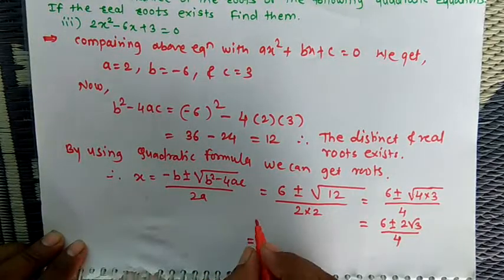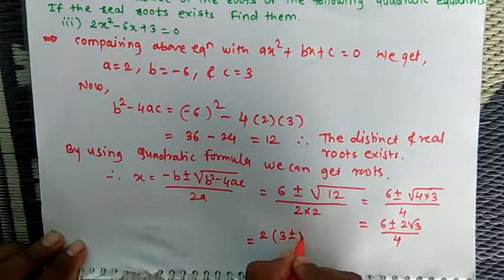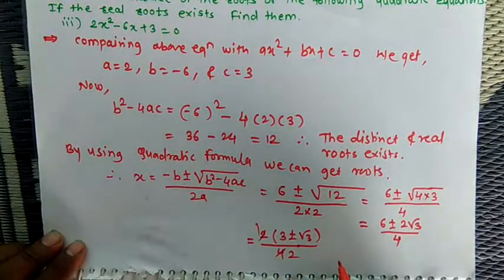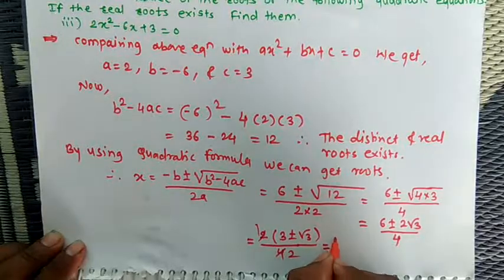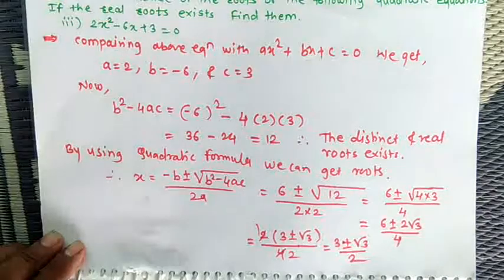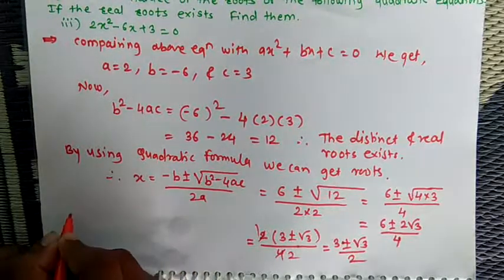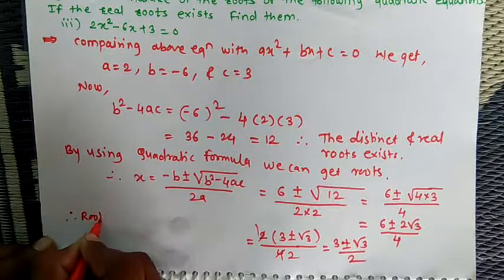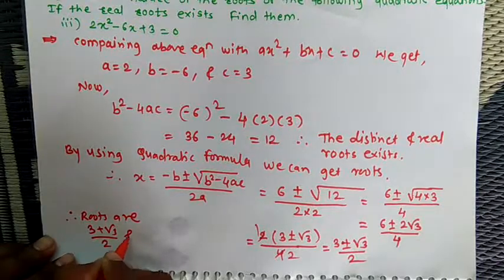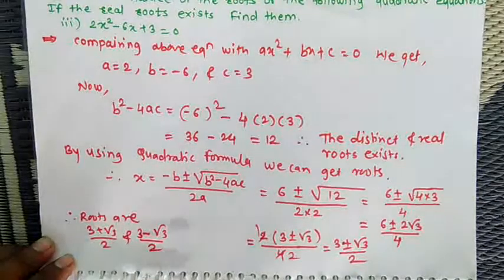Now, from the numerator, take 2 common. If we take 2 common, in bracket what will remain? 3 plus minus square root of 3 divided by 4. 2 1s are 2, 2 2s are 4, which is equal to 3 plus or minus square root of 3 by 2. This is the answer. Therefore, roots are 3 plus root 3 by 2 and 3 minus root 3 by 2. We have to separate the plus minus sign. This is the answer.